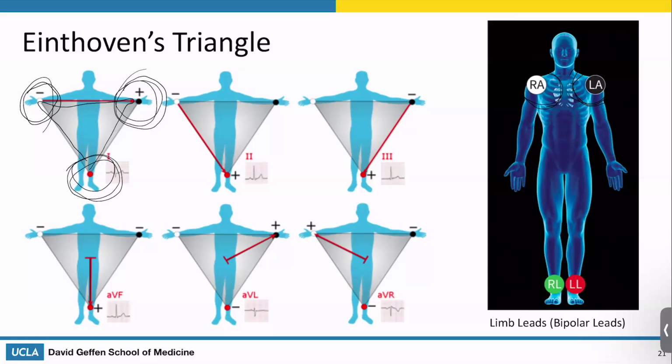Now, if we're talking about lead 1, which is in the first picture here, this is going to be lead 1. Okay, you're looking from this side. Okay, the positive electrode.